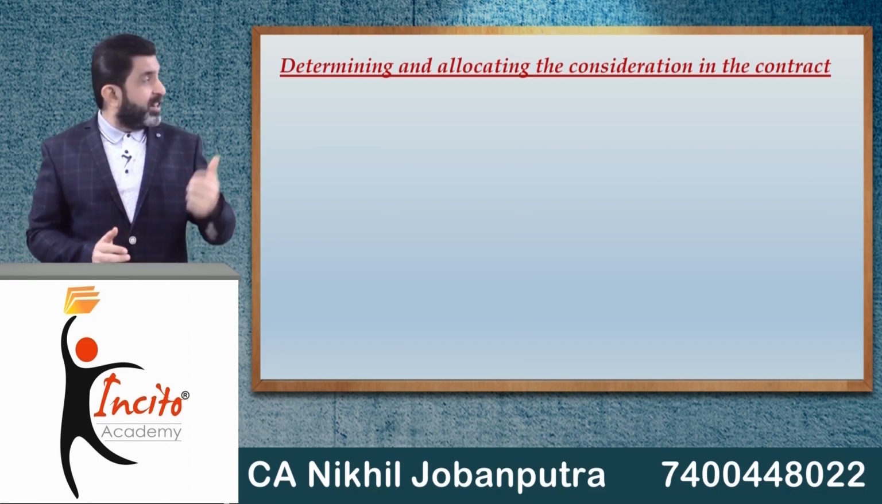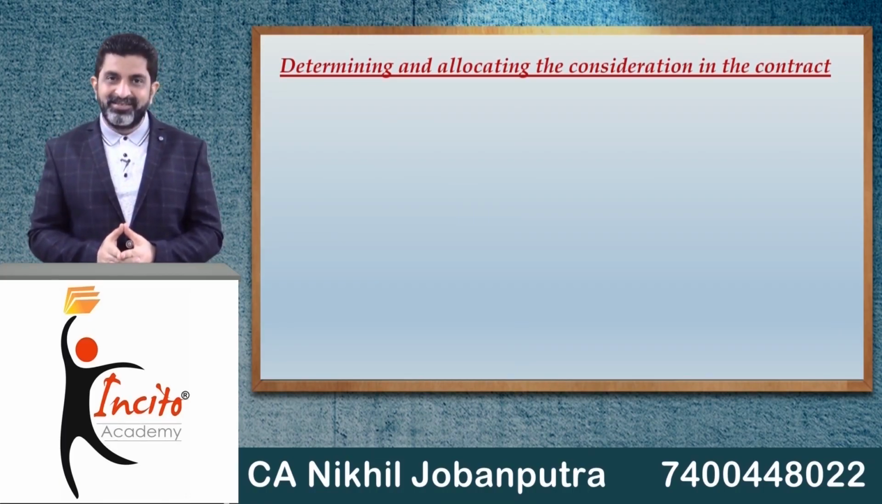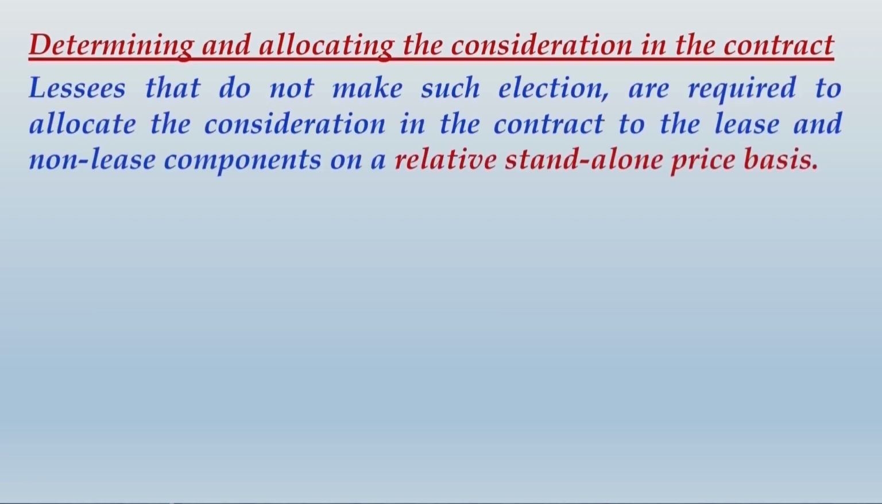So let us continue to write up that note. We have already discussed this point as well. Determining and allocating the consideration in the contract. Lessees that do not make such election, such election meaning the election of not separating lease and non-lease components, in such cases lessees are required to allocate the consideration in the contract to the lease and non-lease component on a relative standalone price basis.